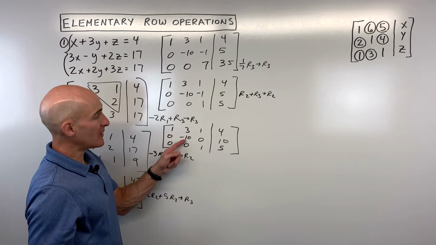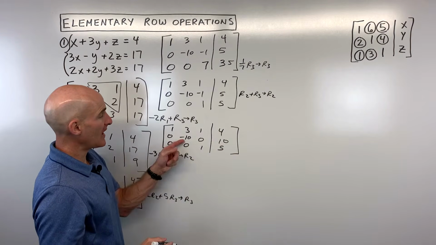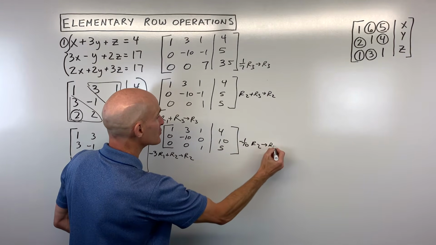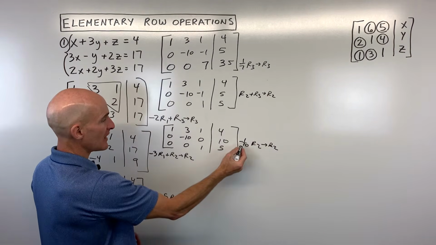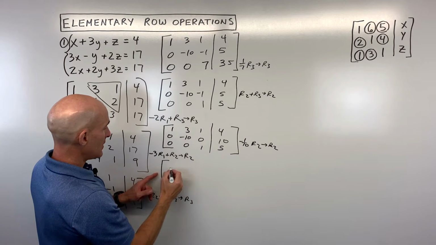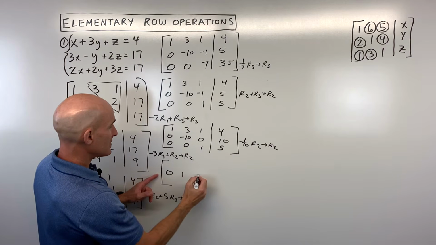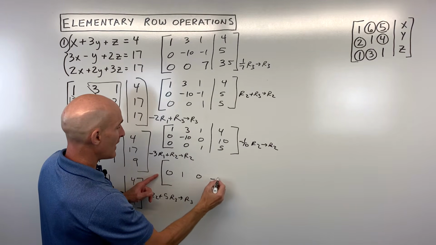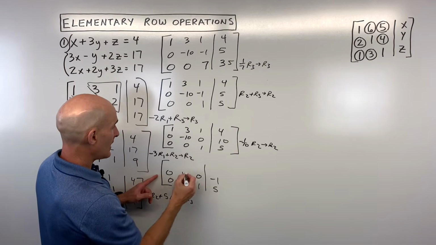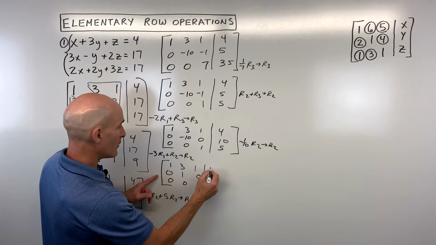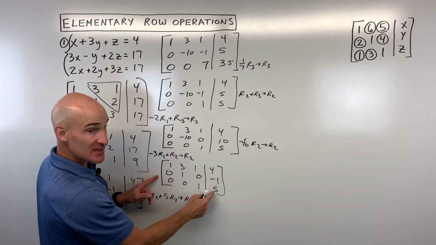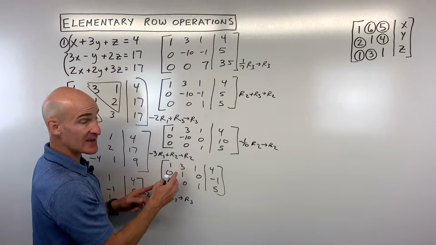Okay, and now you can see if I multiply this row by negative 1/10, so negative 1/10 times row 2, answer in row 2, that's like dividing by negative 10. That's going to make this 0, 1, 0, and negative 1, and this is 0, 0, 1, 5, and 1, 3, 1, 4. And so now you can see y is equal to negative 1, z is equal to 5. We just have to figure out what x is, right?